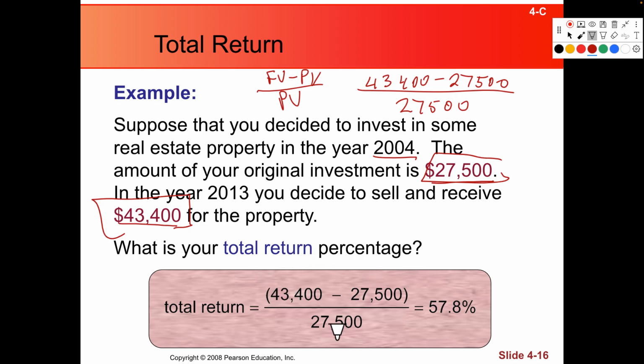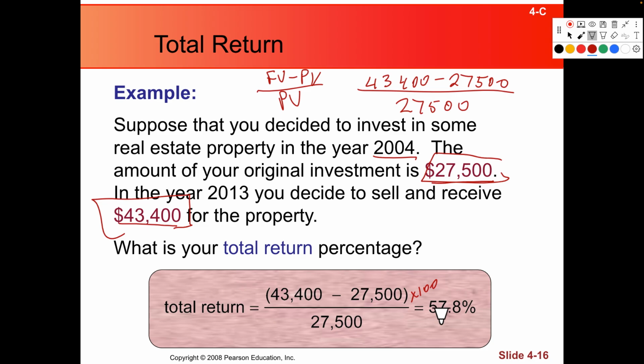Put the parentheses just to be sure. And when you do that calculation, again, you get a decimal, but if you multiply by 100, you get 57.8%. Sounds like a pretty good return, right? Again, but it didn't include the time in there. So it's not that that's 57 per year, it's just 57 total return over that time.